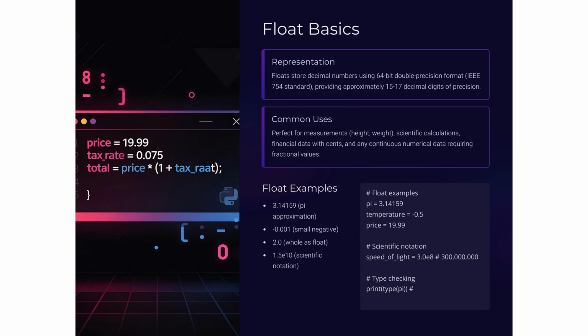Floats represent decimal numbers using a 64-bit double precision format, adhering to the Institute of Electrical and Electronics Engineers 754 standard. They offer 15 to 17 decimal digits of precision, ideal for measurements, scientific calculations, and financial data. Examples include pi as 3.14159, a small negative like -0.001, and scientific notation such as 1.5 times 10 to the 10th power. Use type to verify float types.